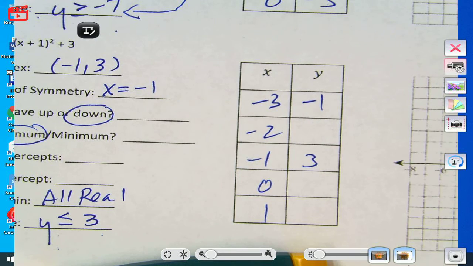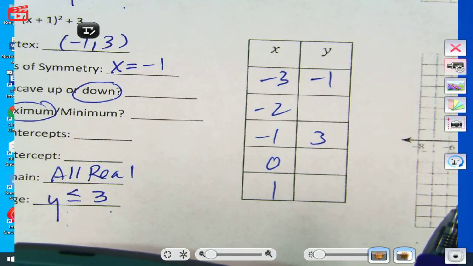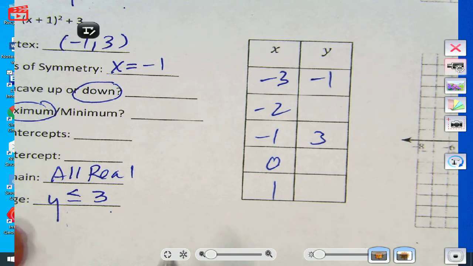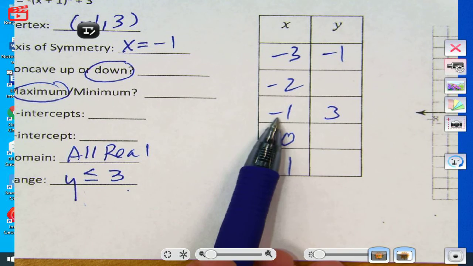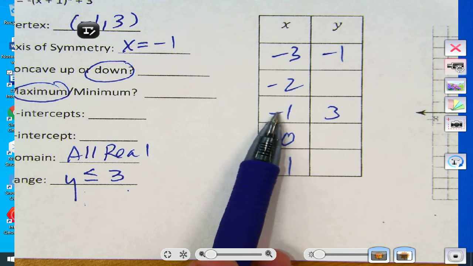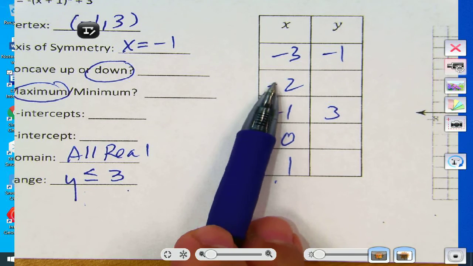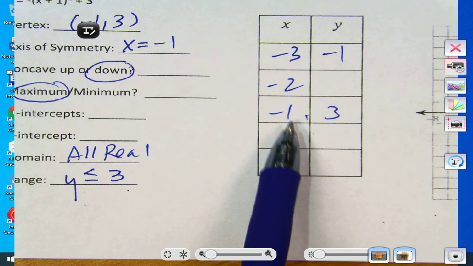And then we wing it. You want to go as high as at least the x-intercept. So it shows the maximum. This is a minimum. The minimum is negative 7.